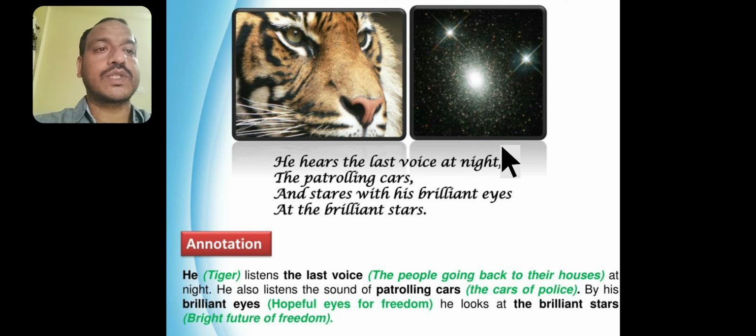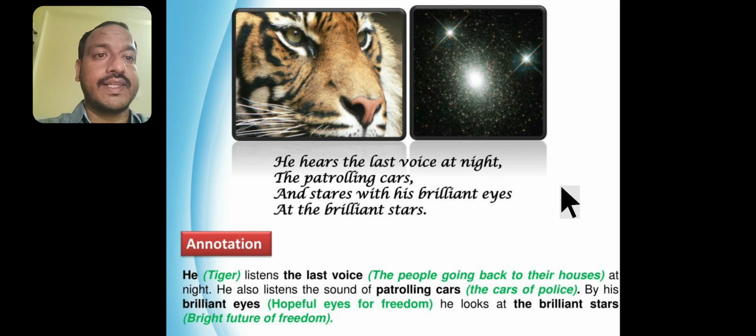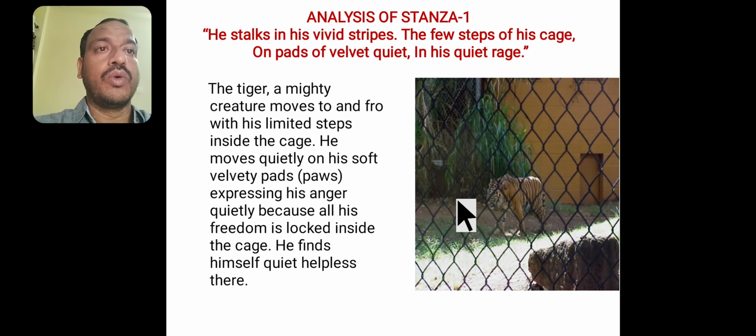Now he hears the last voice at night, the patrolling cars, and stares with his brilliant eyes at the brilliant stars. Look at this image here for a better understanding. The tiger listens to the last voice at night. He also listens to the sound of patrolling cars, the cars of the police, which you find in the zoo, and looks with his brilliant eyes, hopeful eyes for freedom. Nelson Mandela sought freedom with his 30 years of immense struggle, continuous struggle, or relentless efforts. Like that, the tiger is hoping to be freed from the cage. He looks at the brilliant stars, the bright future of freedom. So in this way, the poet contrasts, and this is the poem analysis.